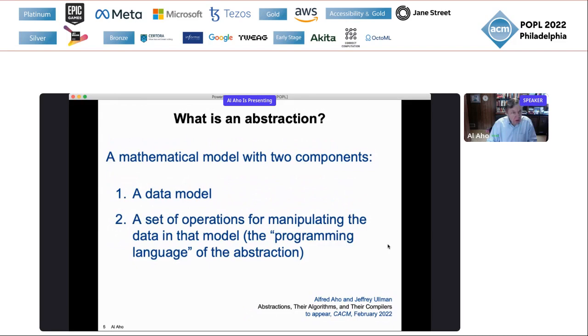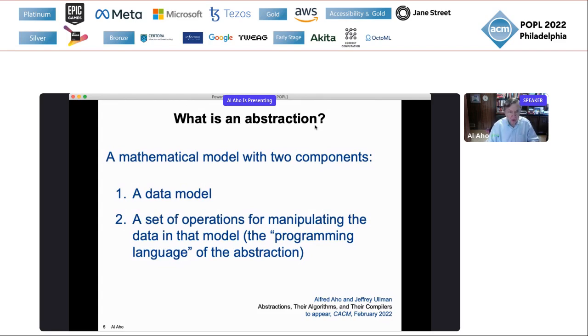In our Turing Award paper, Jeff Ullman and I defined an abstraction as a mathematical model with 2 components, a data model and a set of operations. What distinguishes this definition from abstractions in many other fields is that in addition to a data model, our definition of an abstraction has an associated set of operations for manipulating the data in the model. The operations can be thought of as some kind of programming language, which need not be Turing complete.